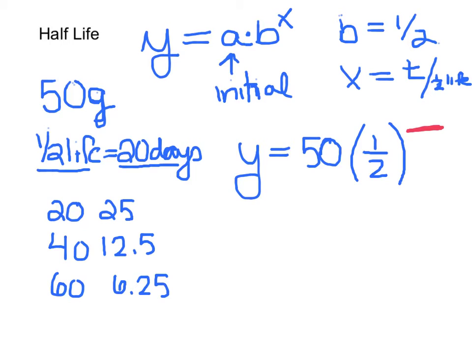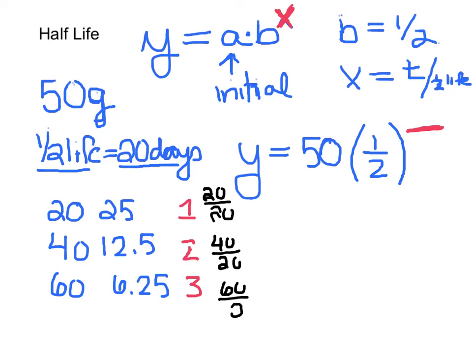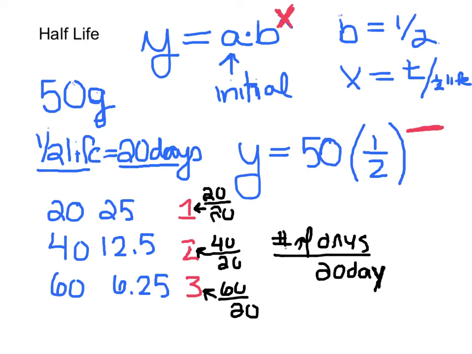So I want you to think about, in any exponential problem, that the number up here, x, is actually the number of cycles. And so the way I think about it is 20 days is 1 cycle, and 40 days is 2 cycles, and 60 days is 3 cycles. And so if I'm going to get this 1, 2, or 3, I can do that by taking 20 days divided by 20 gives me 1, and 40 days divided by 20 gives me 2, and 60 days divided by 20 gives me 3. And so what I'm really doing is I'm taking the number of days divided by 20 days. That gives me the number of cycles. It's the 1, 2, or 3 that goes into the equation.